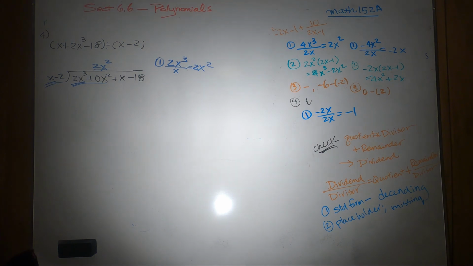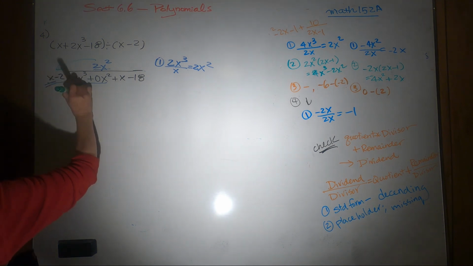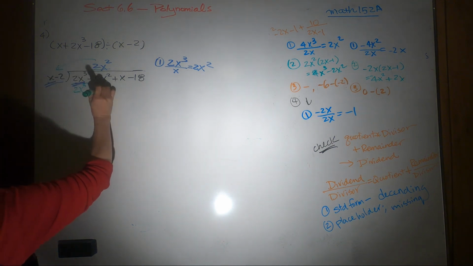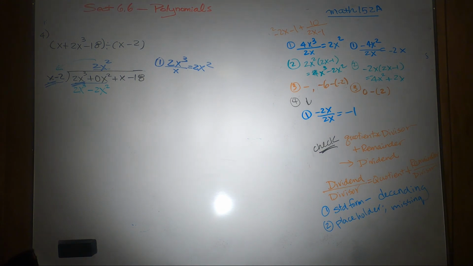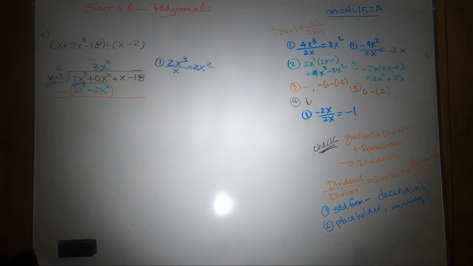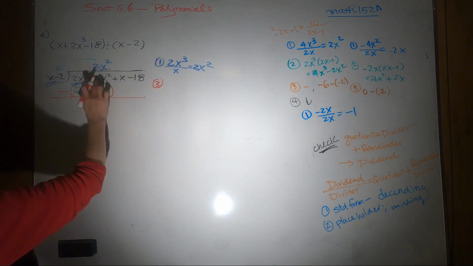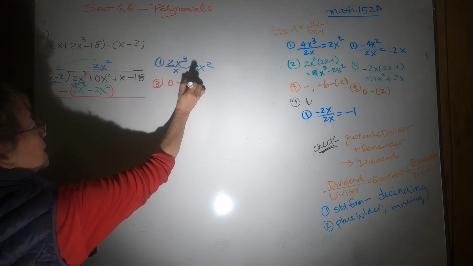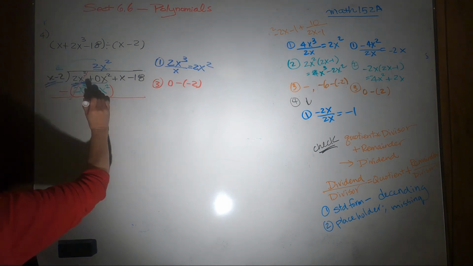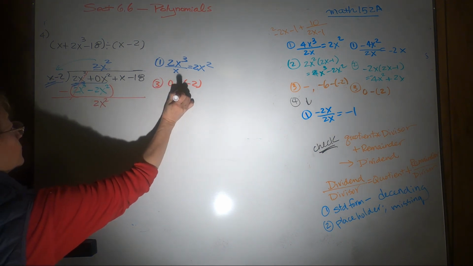Then multiply back, right? 2x squared times x, 2x cubed, 2x squared times negative 2 will be negative 2x squared, right? Then third step, subtract them, right? Those cancel out. Then what do you have? 0 minus negative 2. You better write it out so it has less mistakes. So 0 minus negative 2 is 2. Right?